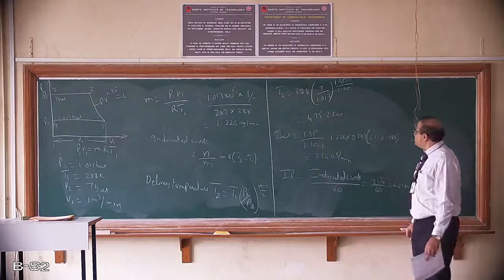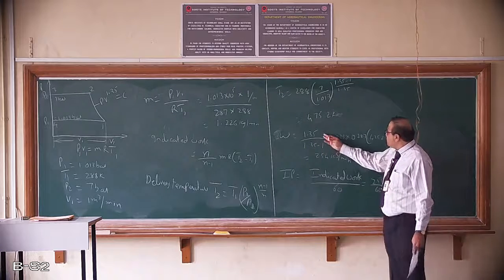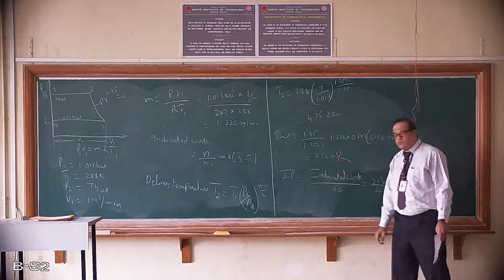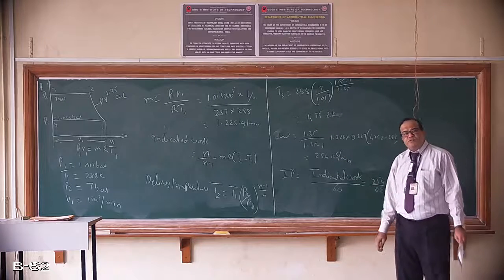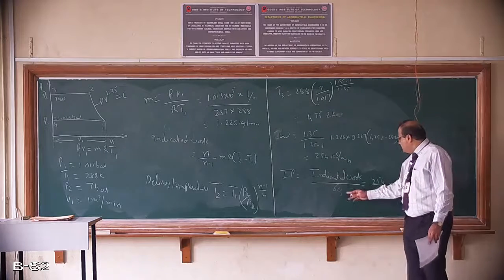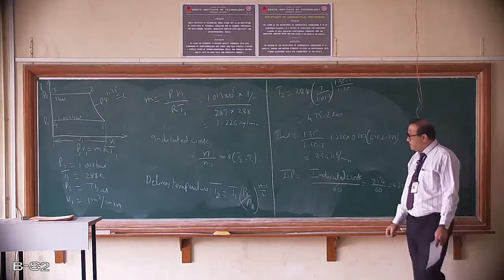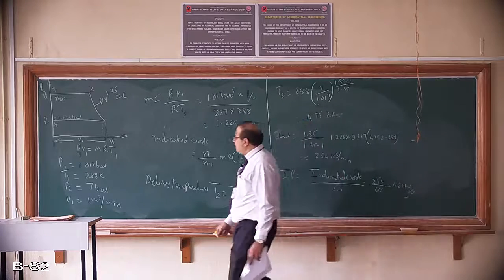So that's how you calculate. Indicated work done, we know the formula, so I have just substituted here. We got it in kilojoules per minute, but power should be in kilojoules per second. So converting that, divided by 60 will give you the indicated power. Fine. So we'll solve two more problems.